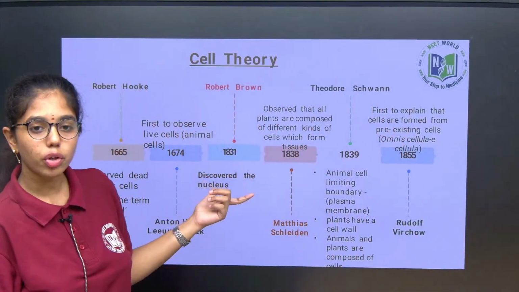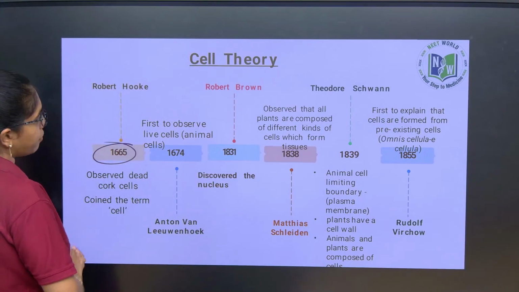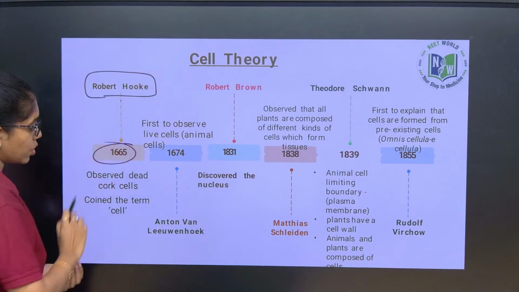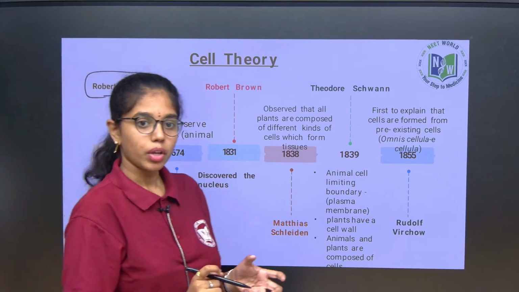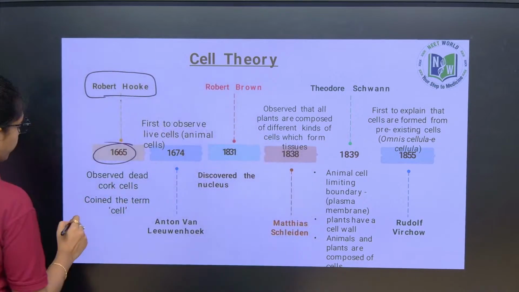Now, if we have to look into a few discoveries, see here in 1665 Robert Hooke discovered what? Dead cells, okay, in cork cells of Quercus suber.